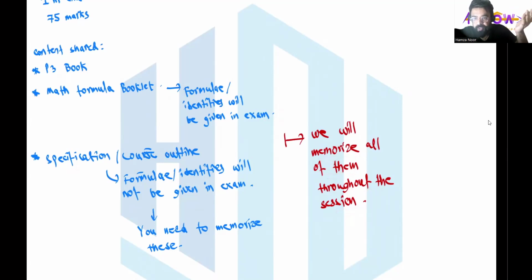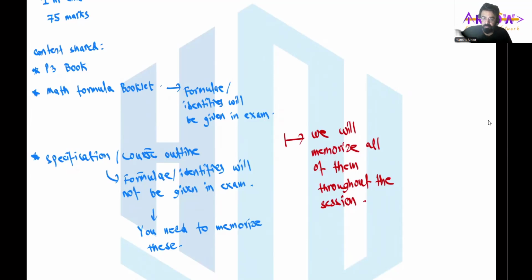क्या ही आसान solution है. ठीक है, सब याद कर लो, चाहे बुकलेट में दिया हुआ हो कि ना दिया हुआ हो. Okay, the best solution is to learn all of these formulas and identities by heart, irrespective of the fact they are given to you in the booklet or not. So by this approach, if you prepare your P3 syllabus throughout the session, you would be able to keep all of the formulas in mind.